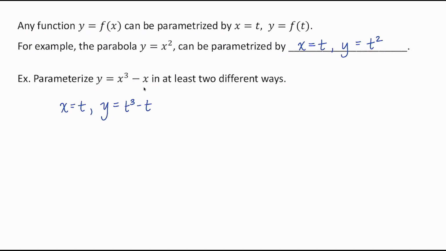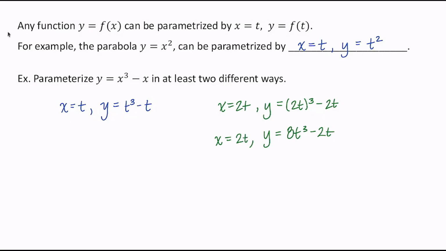But another possibility is we can let x equal 2t. And then y would be equal to 2t cubed minus 2t. Or y would be equal to 8t cubed minus 2t. So this is another set of parametric equations that would parameterize this cubic function.